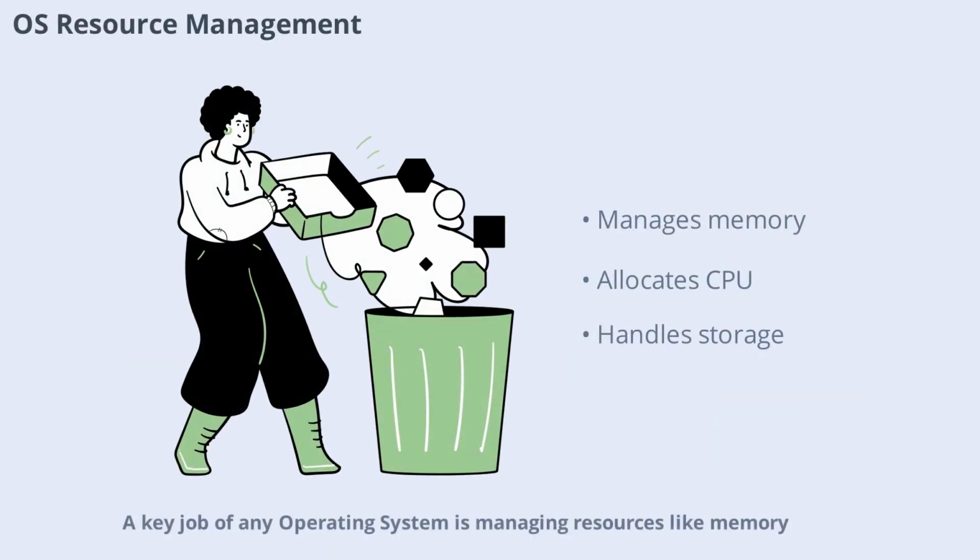A key job of any operating system is managing resources like memory, processing power, and storage. The OS allocates these resources to different applications and users, ensuring that everything runs efficiently and without conflicts.